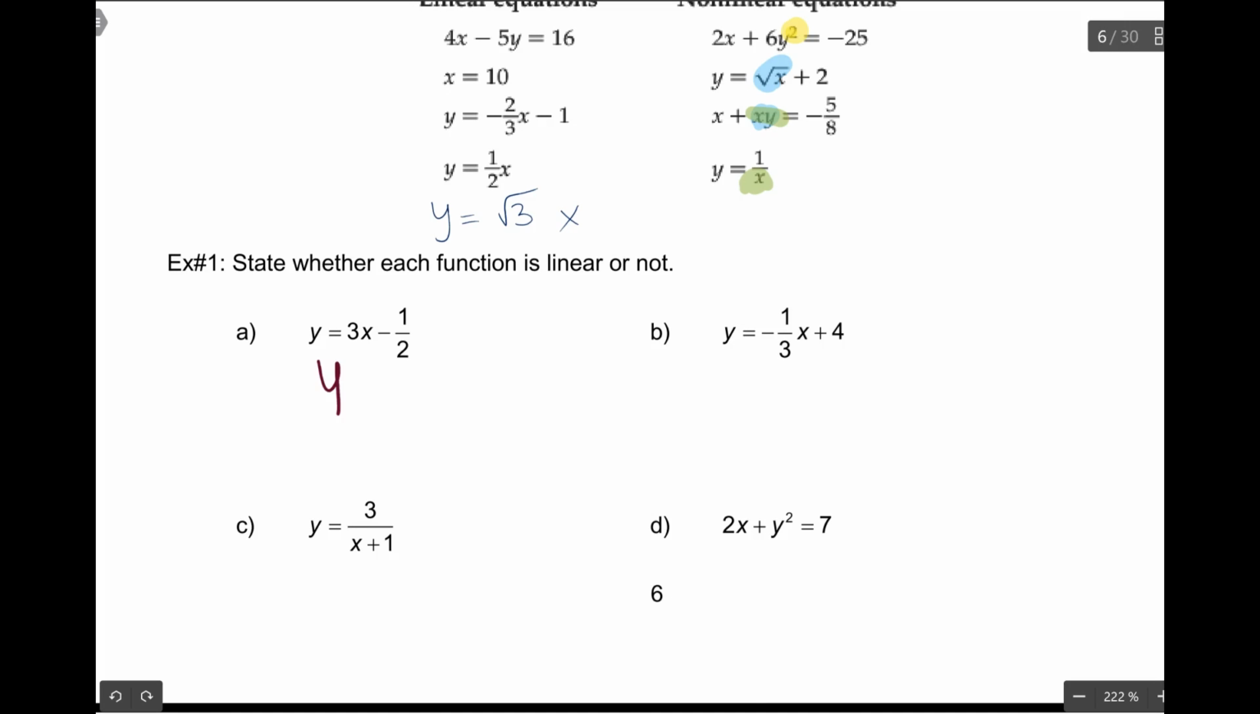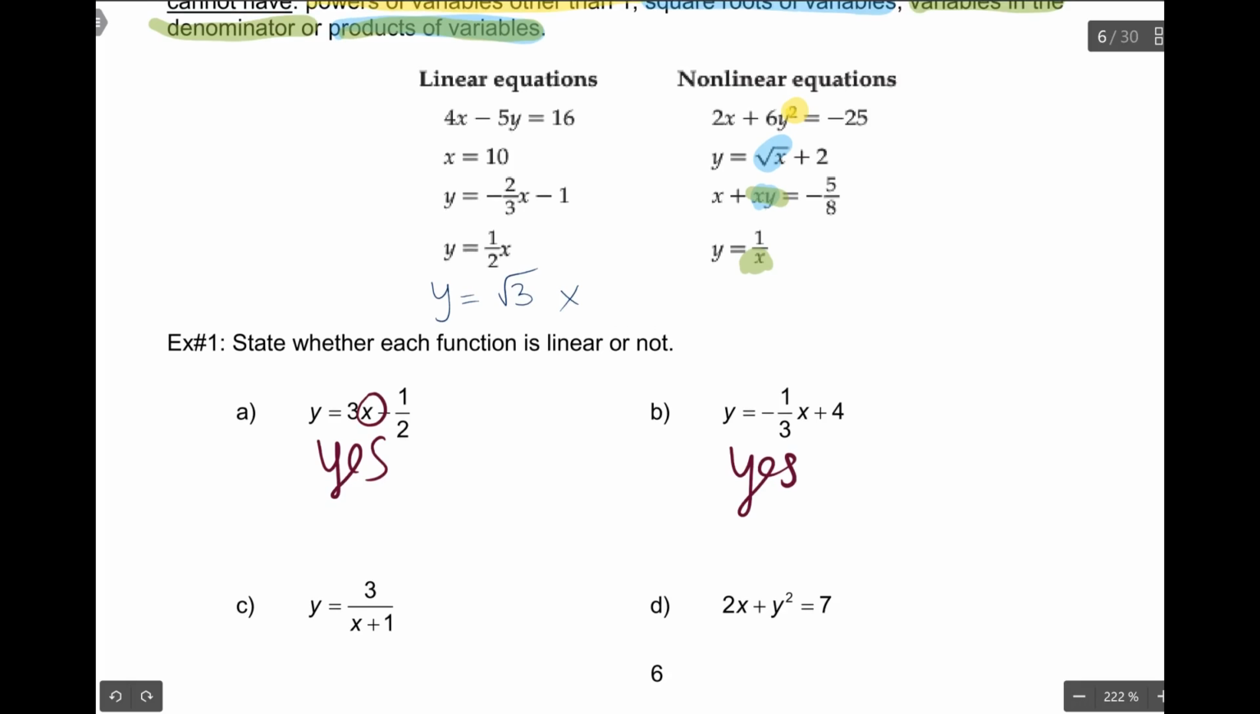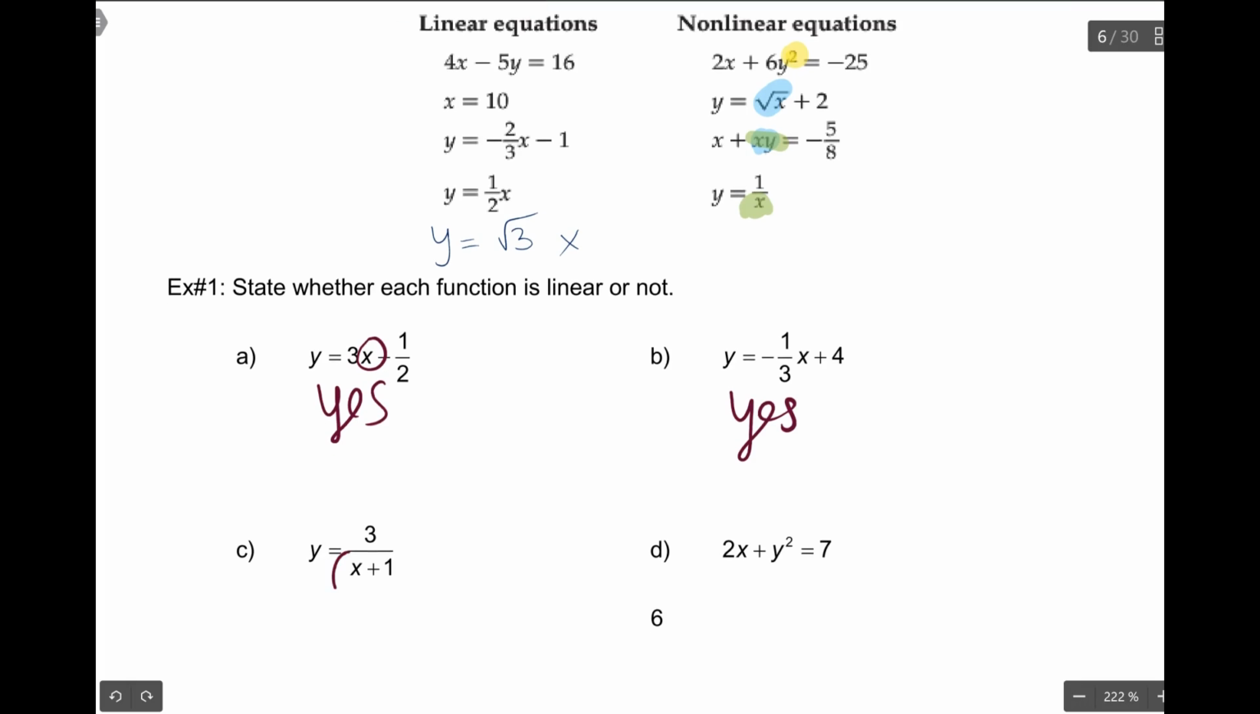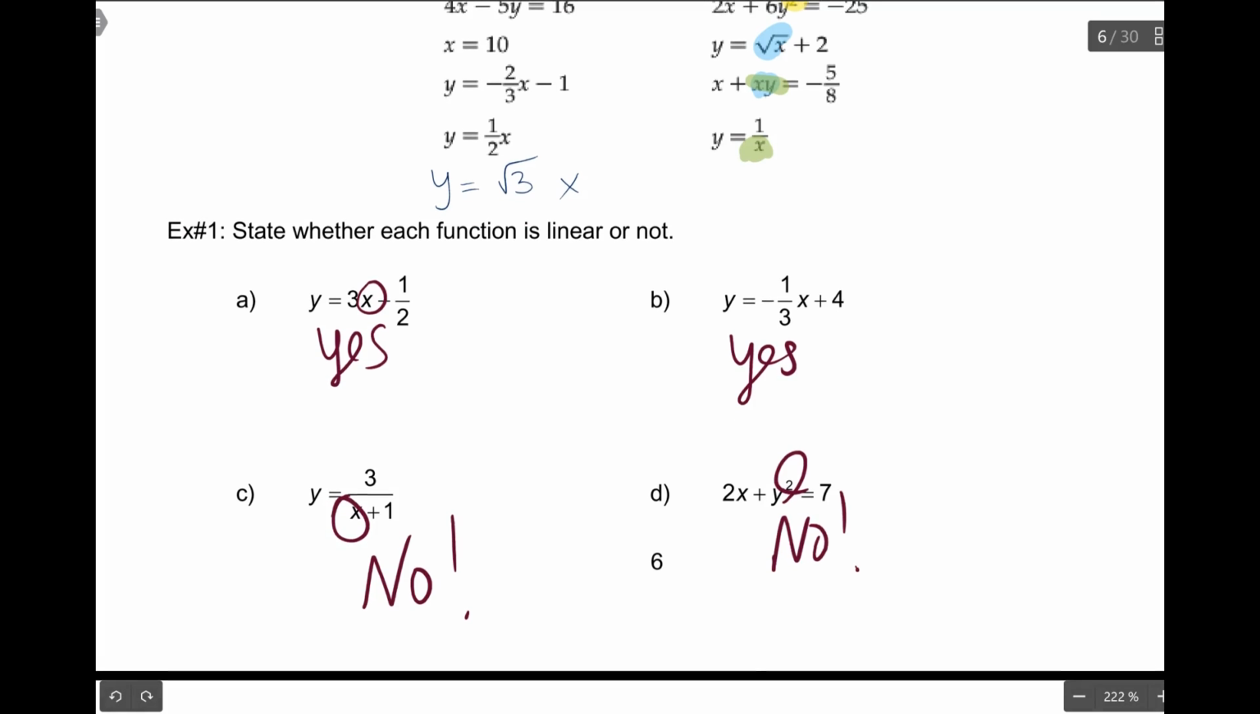State whether each is a function, if it's linear or not. So this guy is, because you just have x by itself, he's fine. This one is, you're fine. Because notice, we don't have any exponents greater than 1 in either a or b. We don't have any square roots. We don't have a product of variables, like an x times a y. And we don't have x in the denominator. Speaking of denominator, check that out. That is not linear, because x is in the denominator. And this guy is not linear because we have an exponent that's greater than 1, that y squared.